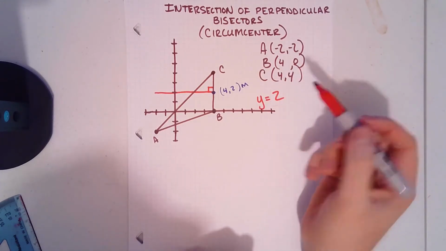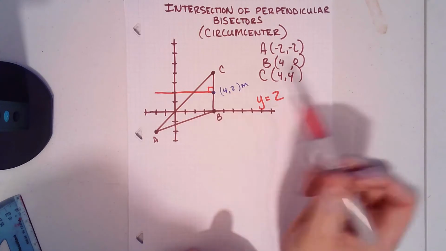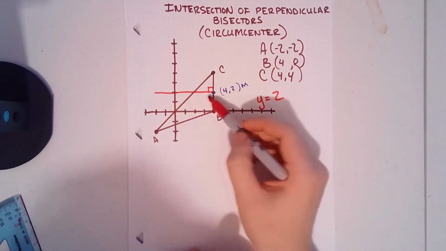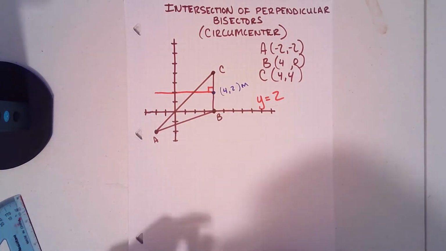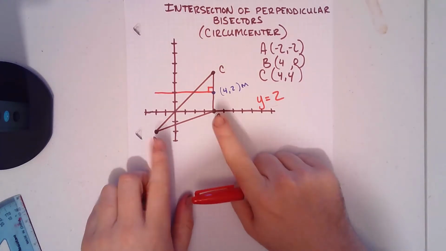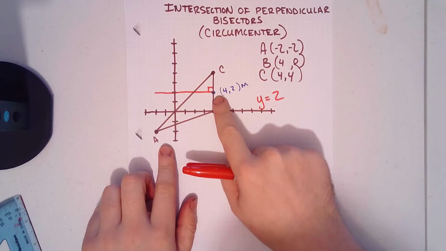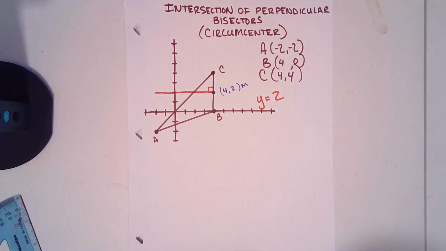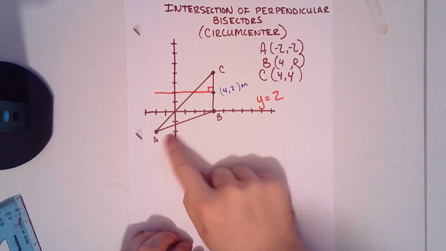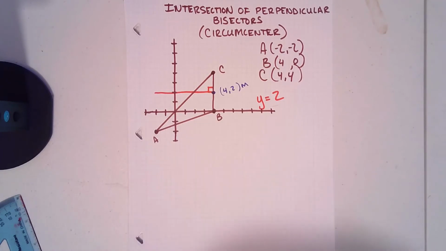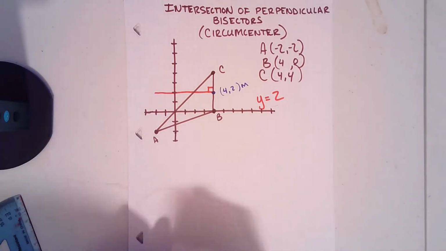We need to find another perpendicular bisector from one of our other two sides and see where it intersects with this guy. I'm going to choose to do AB next and find its perpendicular bisector. It's going to take a little bit more work than just this guy, but it's not that bad. So the first thing we need to do is find the midpoint, because it is a bisector. So the midpoint between A and B, let's do it in green.